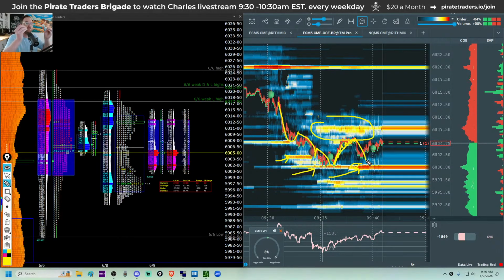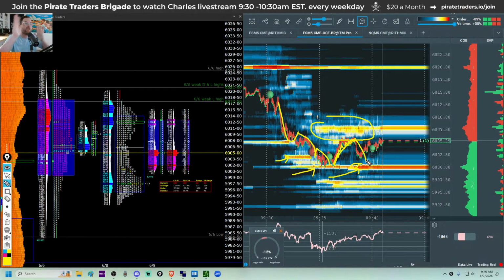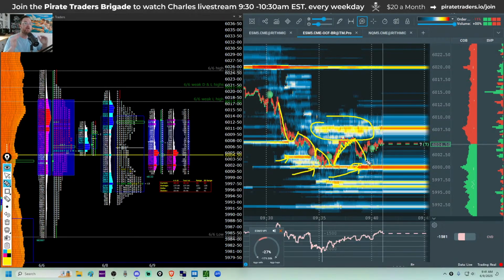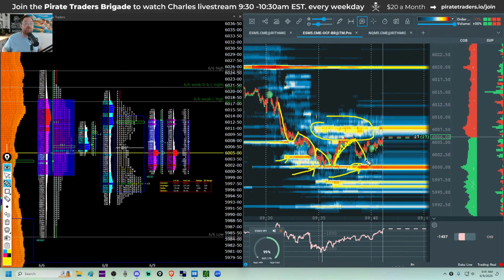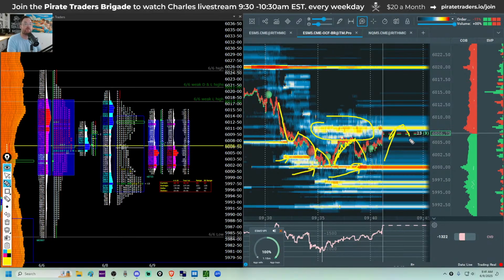So these are just magnets that are pulling price up or down, pushing and pulling and pushing and pulling. So if you're looking for a place to take profits, where you're like, I'm long and I don't know how far it's going to go, that's a great target. Okay.